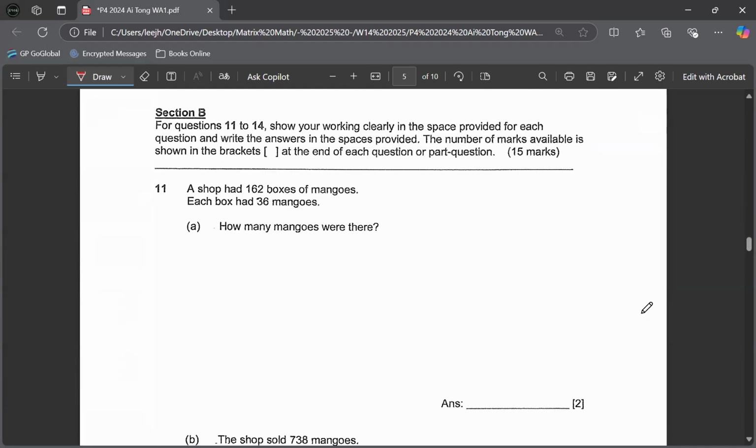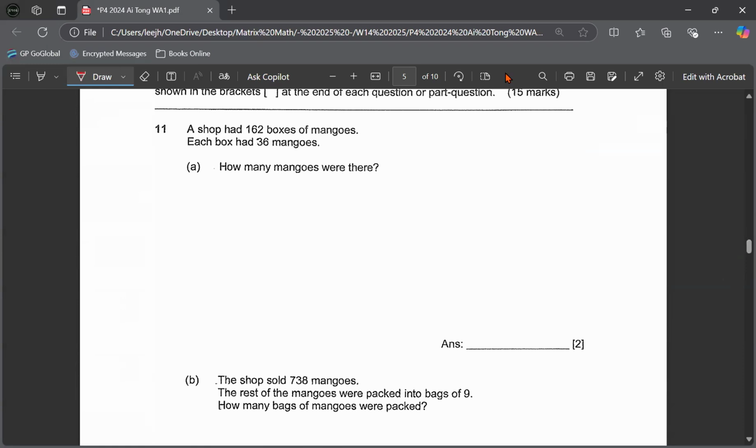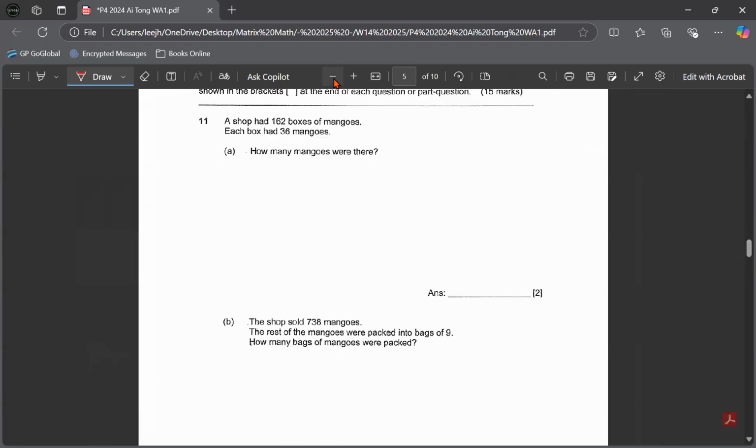Now section B is problem sums. Maybe I'll just shrink it a little bit so you can see. I hope you can. Okay. So 11. A shop had 162 boxes of mangoes. Each box had 36 mangoes. So A is asking me for how many mangoes were there. This is straightforward. So we know each box we have 36. So I just write down, I always write down what I have. But we know the shop not only got one box. The shop got 162 boxes.